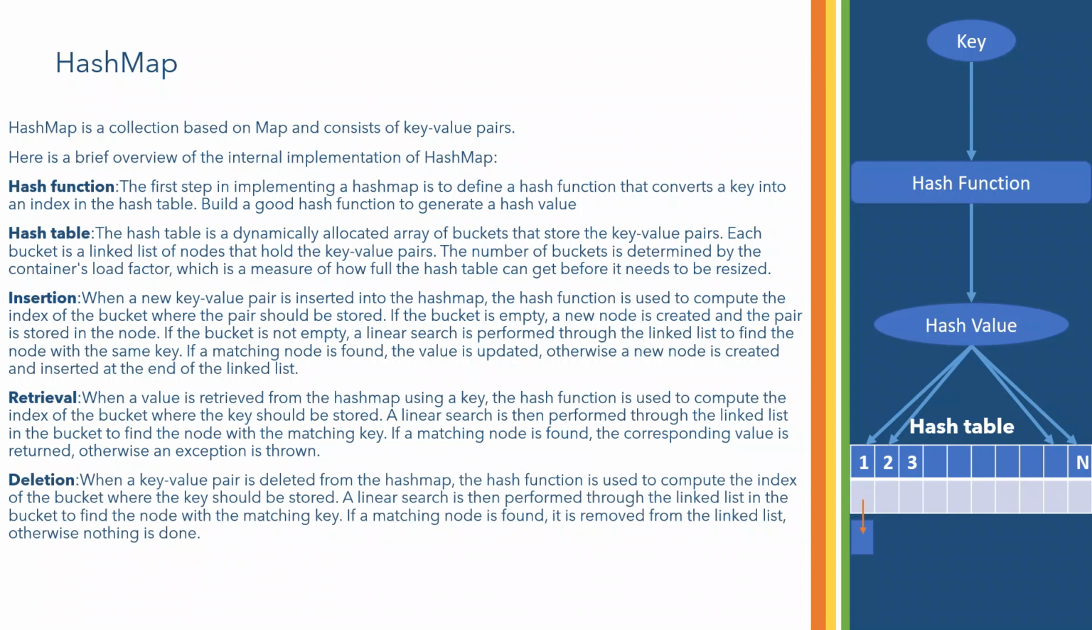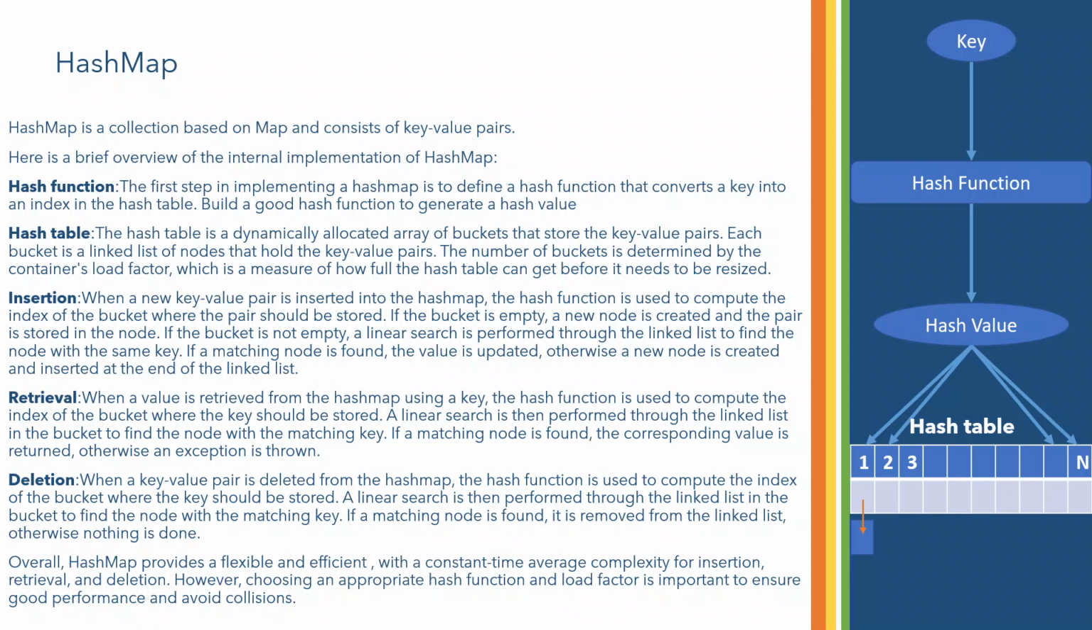Deletion. When a key value pair is deleted from the hash map, the hash function is used to compute the index of the bucket where the key should be stored. A linear search is then performed through the linked list in the bucket to find the node with the matching key. If the matching node is found, then it is removed from the linked list. Otherwise, nothing is done.